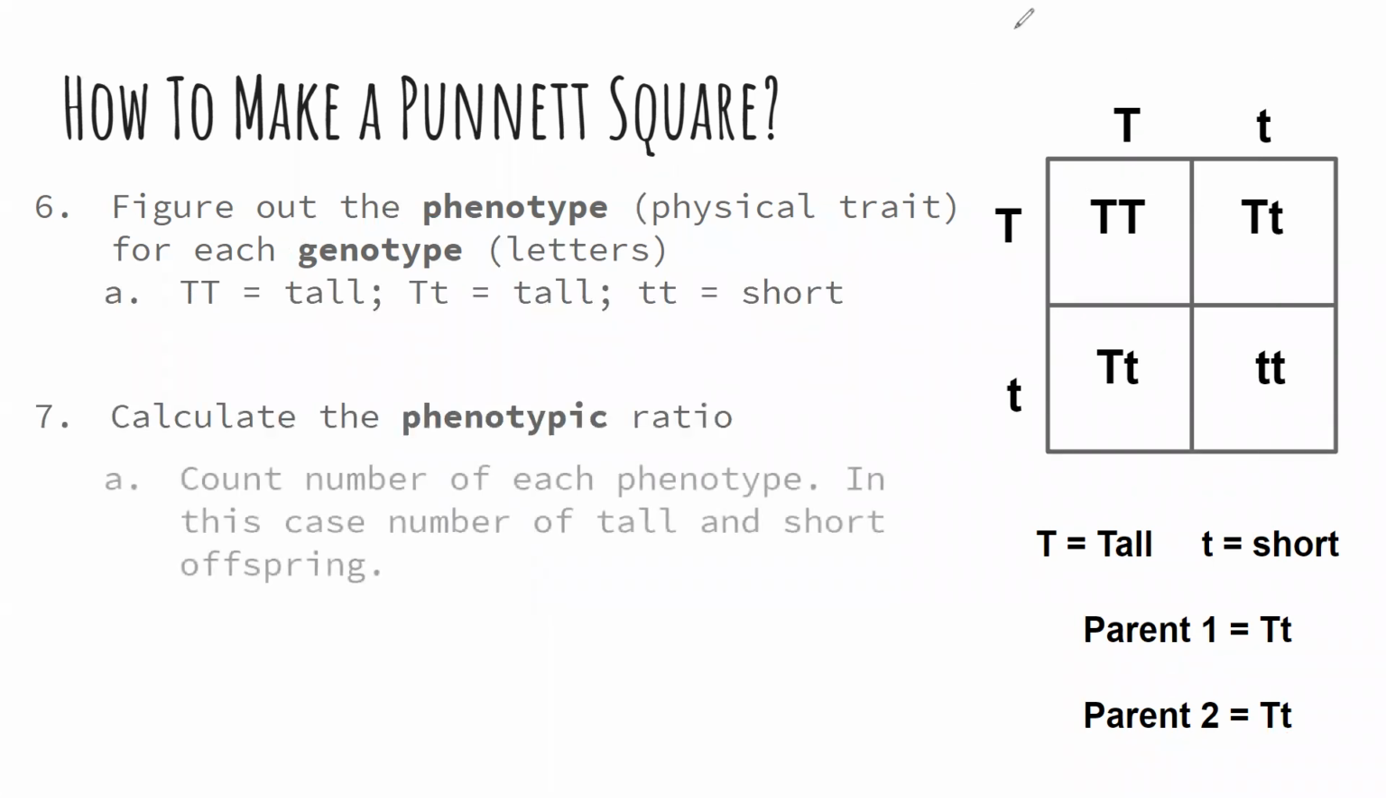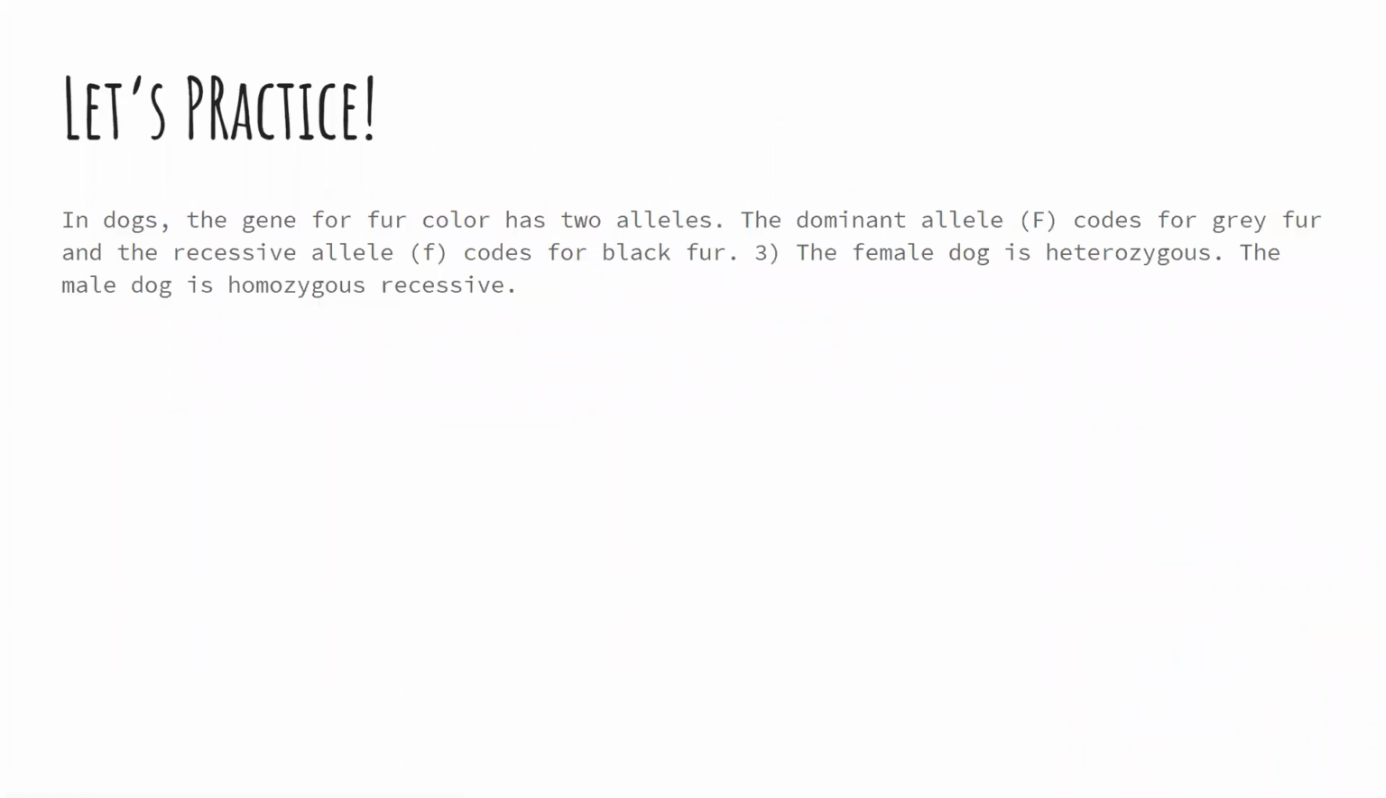So let's do an example together. You will see multiple examples like this throughout the rest of the year. It says in dogs, the gene for fur color has 2 alleles. The dominant allele, capital F, codes for gray fur. And the recessive allele, lowercase f, codes for black fur. The female dog is heterozygous, and the male dog is homozygous recessive.